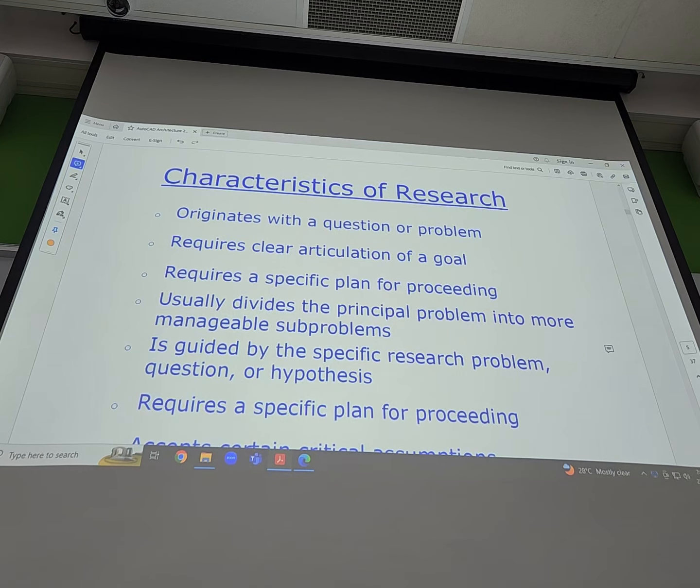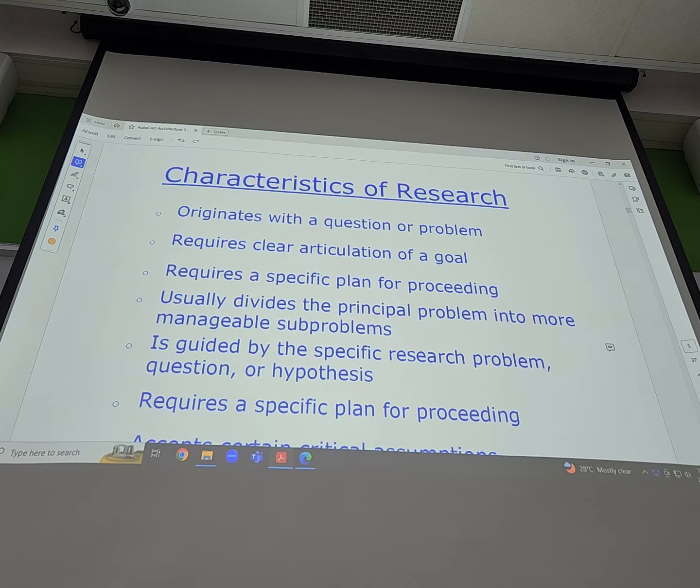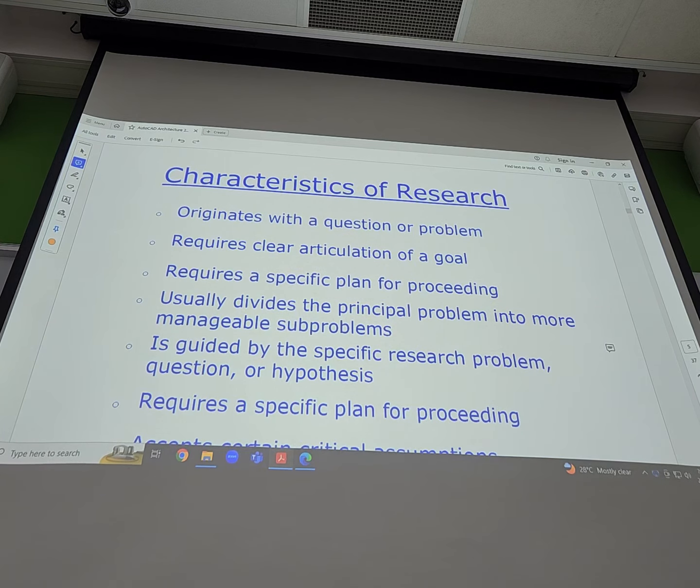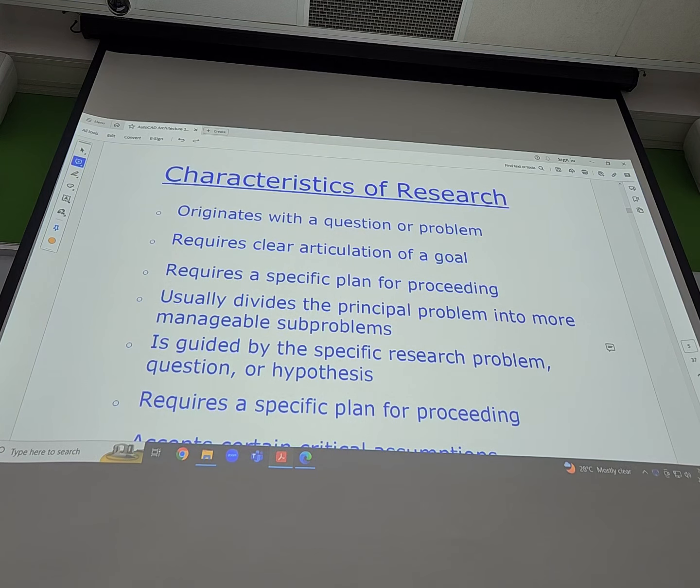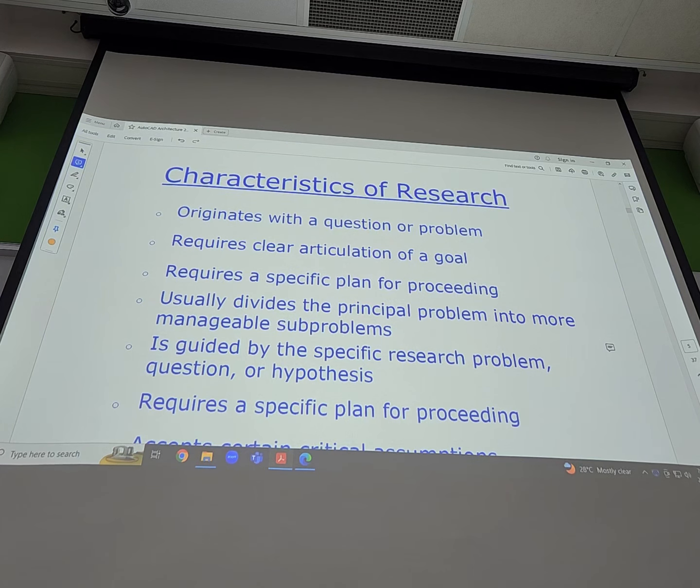So any problem is usually divided into sub-problems, right? Your problem can be a broad problem, but when you want to solve it, we try to break down the problem into manageable sub-problems. So divide the problem into sub-problems. This is part of your project planning. You can break down and identify the timelines, so that becomes your project plan.